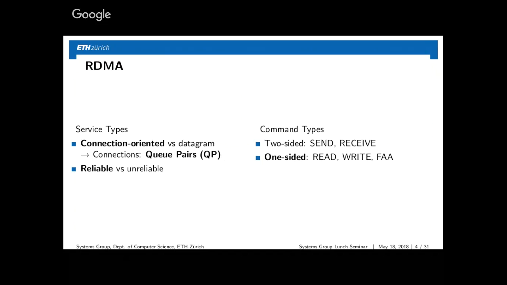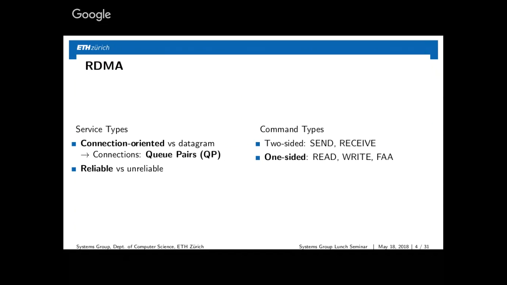And this is called a queue pair in RDMA because you have send and receive queues in the NIC, or at least that's the abstraction. And you can also choose between reliable and unreliable service. So this is very similar to TCP or UDP, where in the reliable case, you actually make sure that data that gets transmitted has arrived. And RoCE, which we are going to use, actually only supports the reliable case, and we also only care about connection-oriented service.